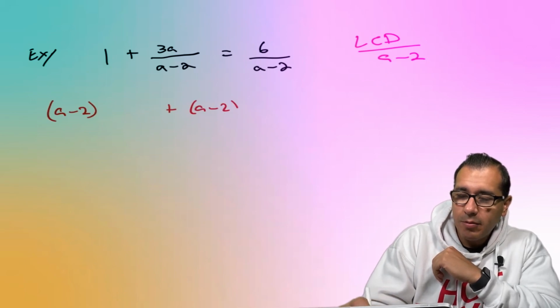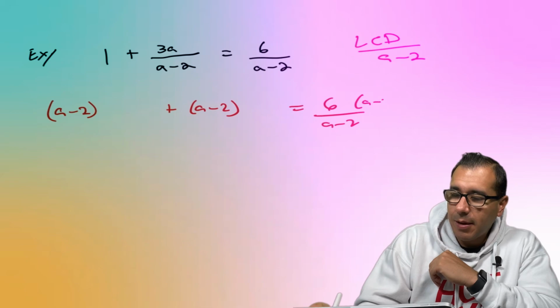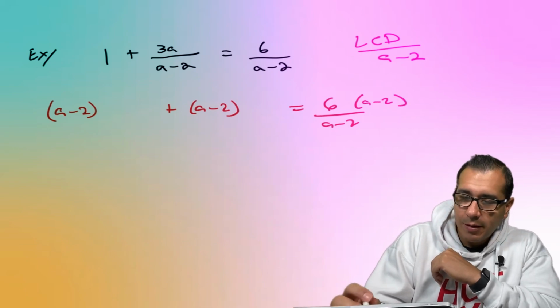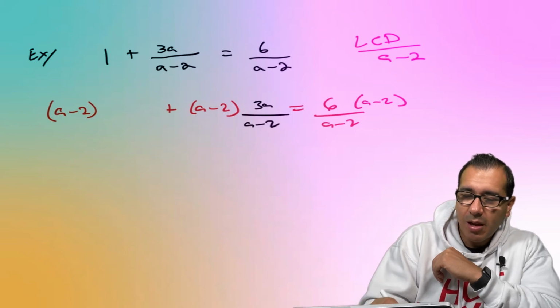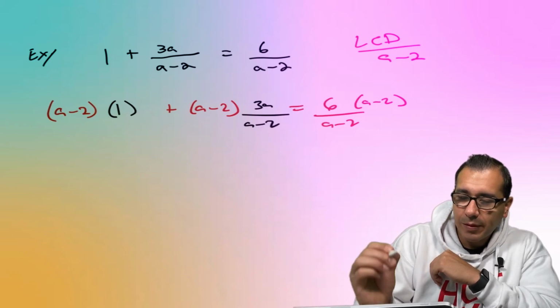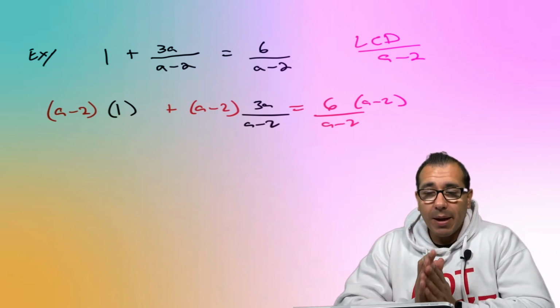A minus 2, you get an a minus 2, you get an a minus 2. So everybody gets an a minus 2. So this one was 3a over a minus 2. I'm just copying down everything here. All right, so everything got multiplied by a minus 2.